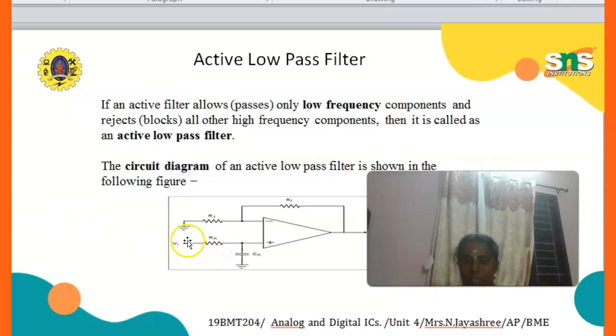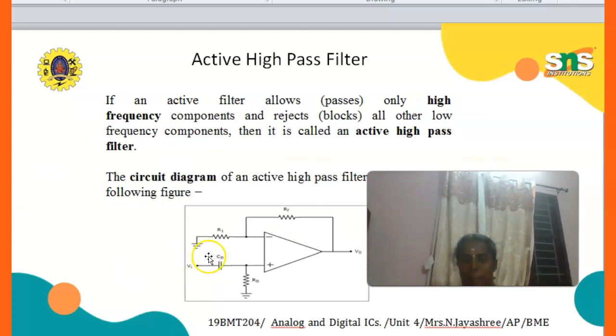In the low pass filter, the resistors are connected in series and capacitors are connected in parallel. Similarly, here in the high pass filter, the capacitors are connected in series and resistors are connected in parallel, and the feedback resistance RF is connected from output to input, and at the inverting terminal one more resistance is connected. Okay, this is the active high pass filter.